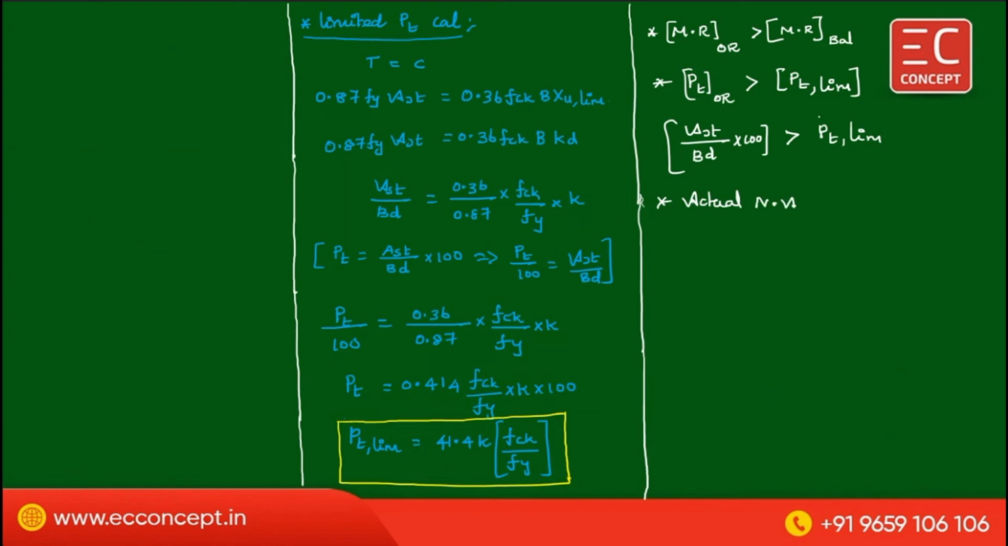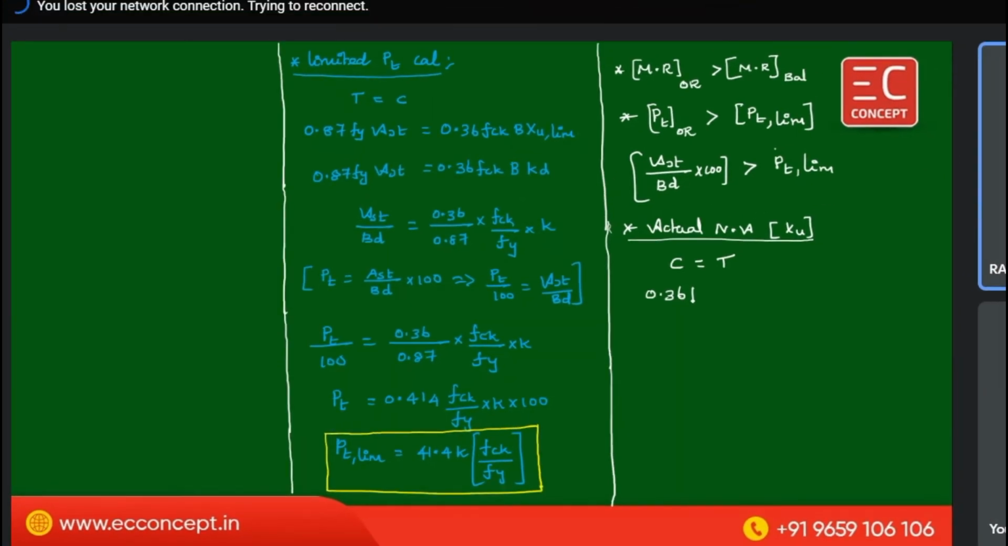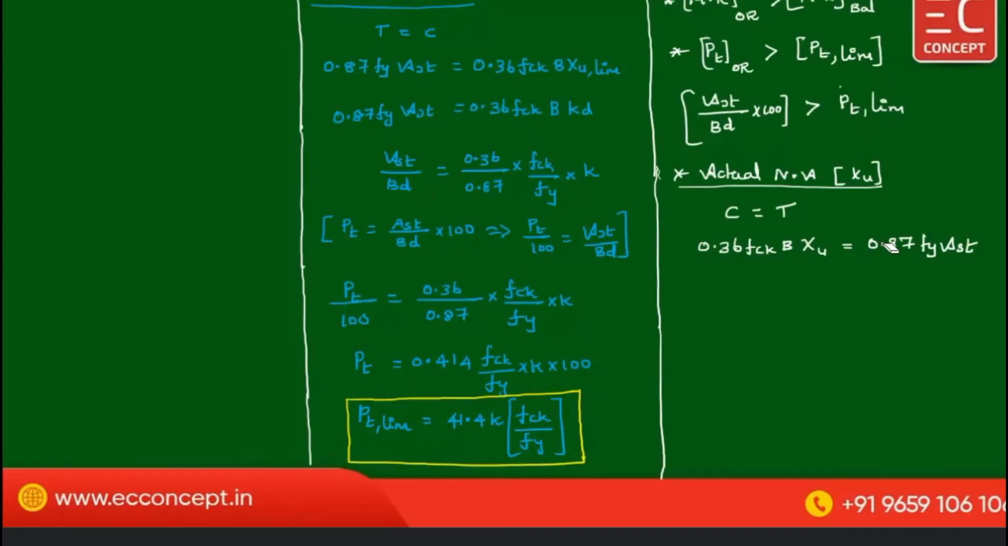The next point is the actual neutral axis, which you have already calculated. The actual neutral axis XU was calculated using the concept that compressive force equals tensile force. But in the working stress method, the actual neutral axis is calculated using the moment of the area about the neutral axis. Here, based on the force, 0.36 FCK XU B, and in the neutral axis calculation we have to take 0.87 FY, but actually this value is less than FST.